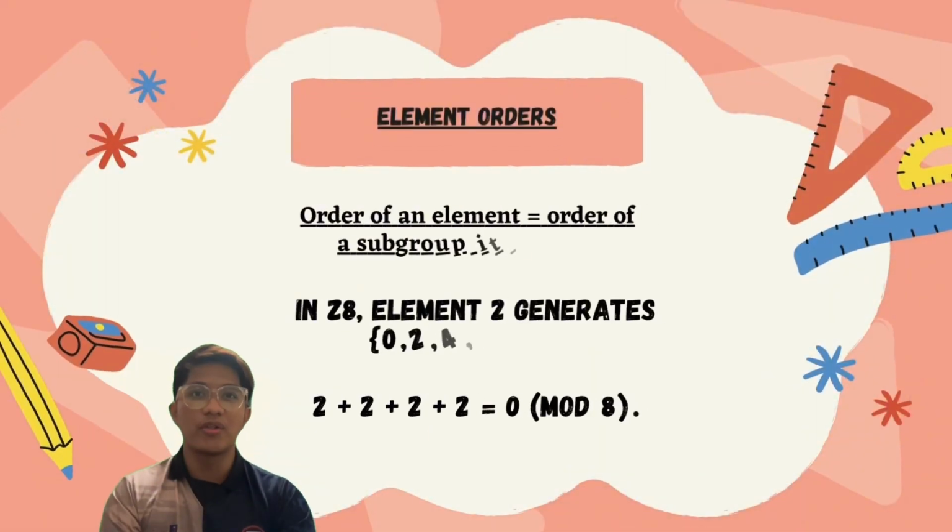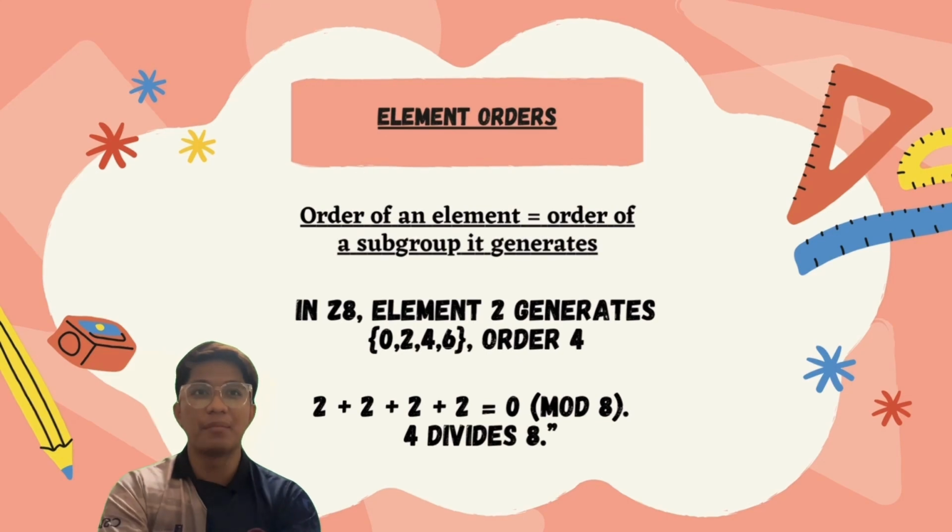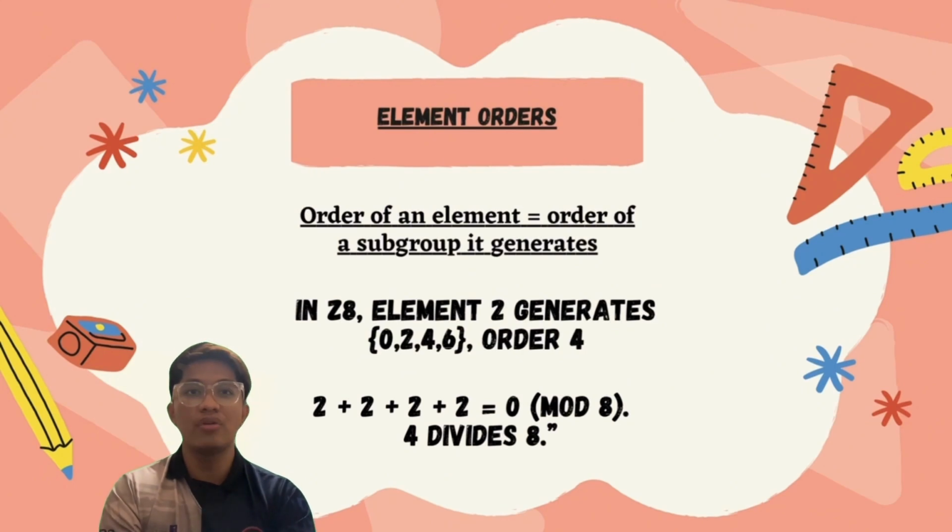The Lagrange theorem also tells us something important about the elements of a group, which is the order of any element. The order of an element is equal to the order of the subgroup it generates. In Z8, the element 2 generates 0, 2, 4, 6, and the element 2 has order 4. This is because 2 plus 2 plus 2 plus 2 is equal to 0 modulo 8. And yes, this is consistent because 4 divides 8.